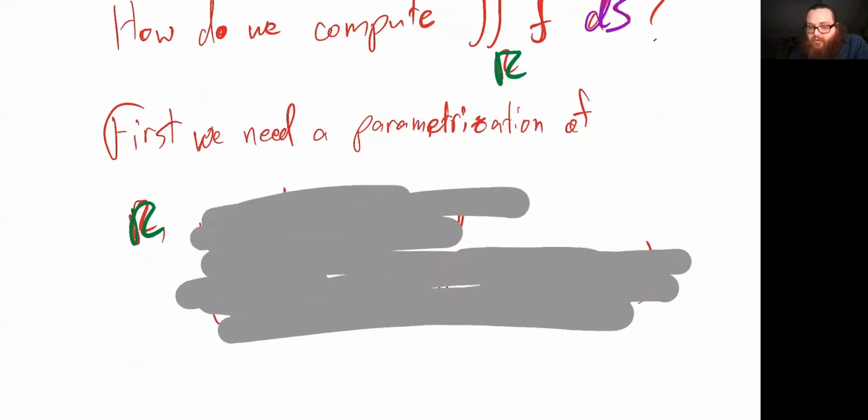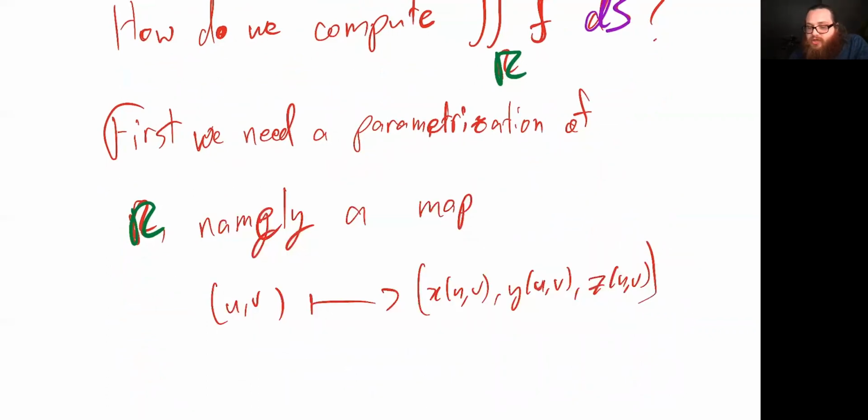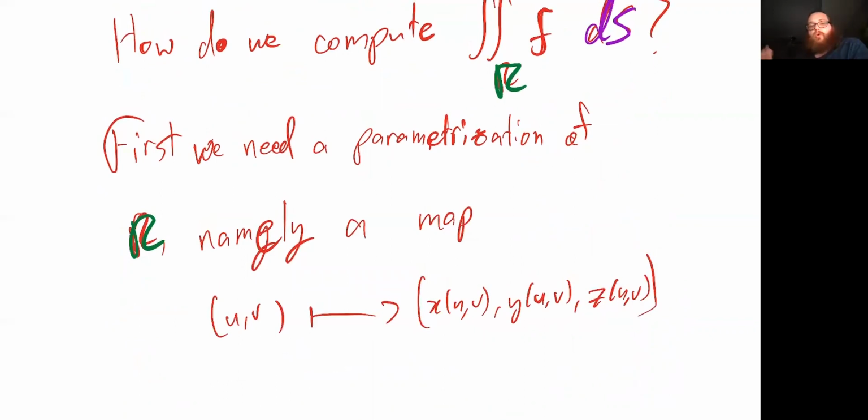So first things first, we need to parameterize our surface in some way. Usually how we do that is we pick some other coordinate system, say uv, and we say, give us parameter u, give us a parameter v, and we will tell you what point in 3 dimensions corresponds to that choice of parameters.